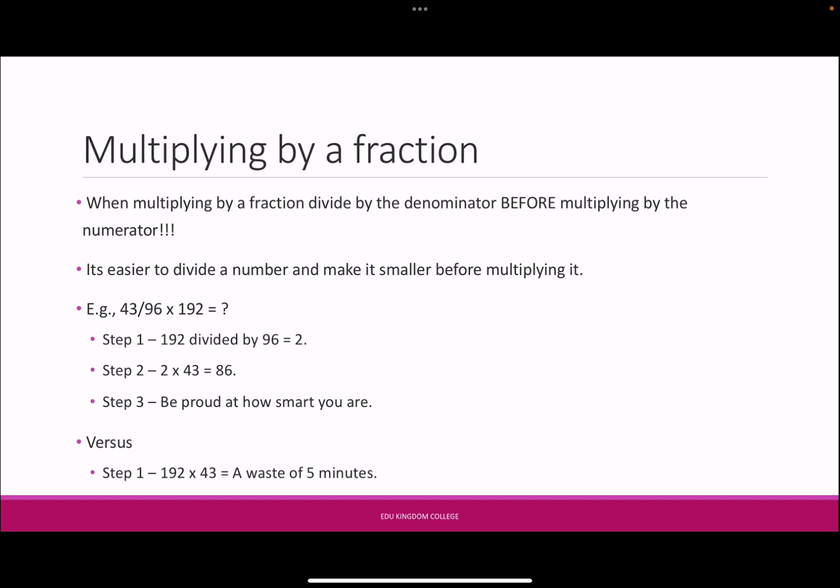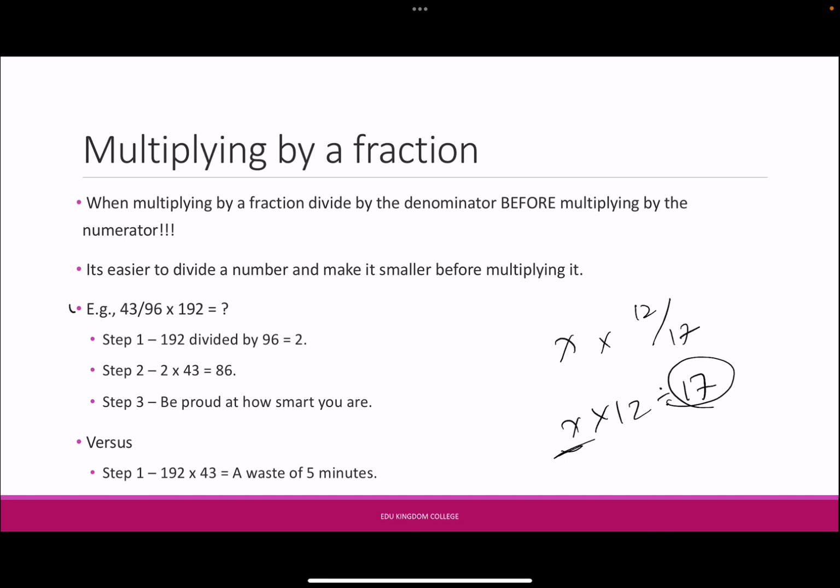Now multiplying by a fraction. When we multiply by a fraction, you've got to simplify. But after you simplify, it's always best to divide by the denominator before multiplying by the numerator. Basically, a fraction has a top and a bottom, and you're dividing the top by the bottom. Let's say x, some random number, times 12 over 17. That's the same as x times 12 divided by 17. So I want to divide by 17 first, if I can, to make the number smaller, because smaller numbers are easier to calculate with.